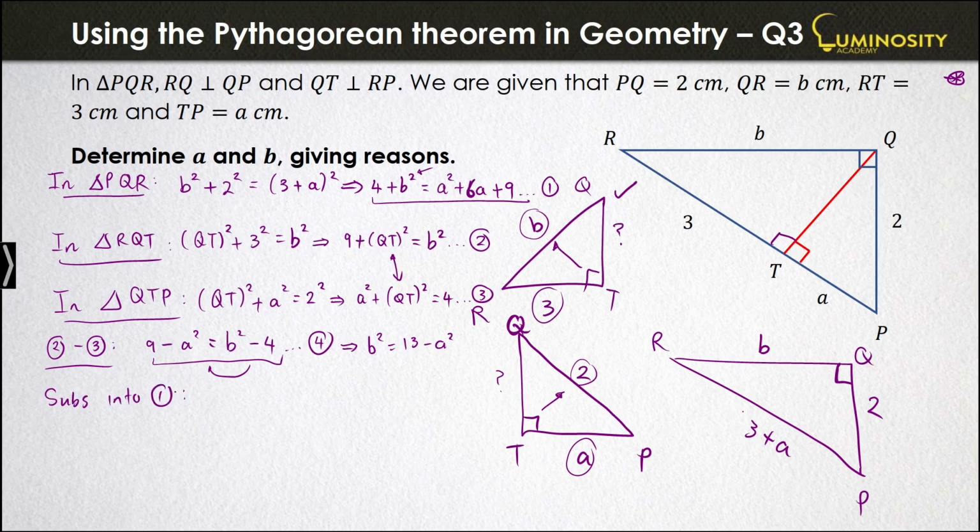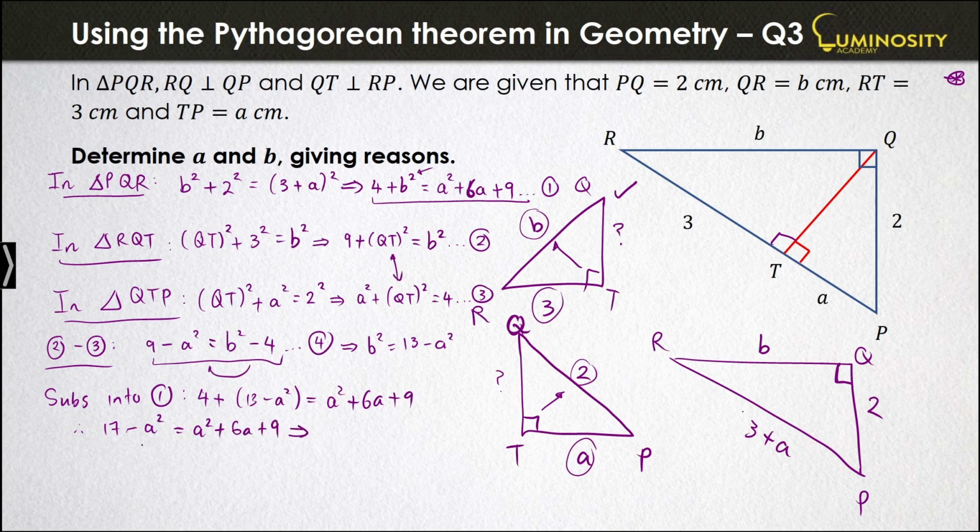Okay, so you can see how we're using simultaneous equations here now. Okay, so in equation 1, 4 plus b squared, but b squared is 13 minus a squared, equals a squared plus 6a plus 9. Okay, so now I can solve. So on the left-hand side, 4 plus 13 is 17 minus a squared equals a squared plus 6a plus 9.